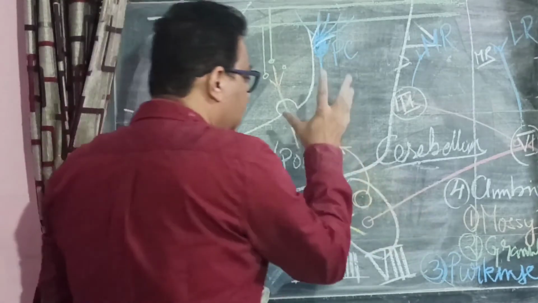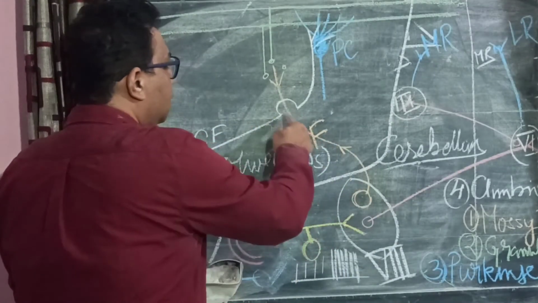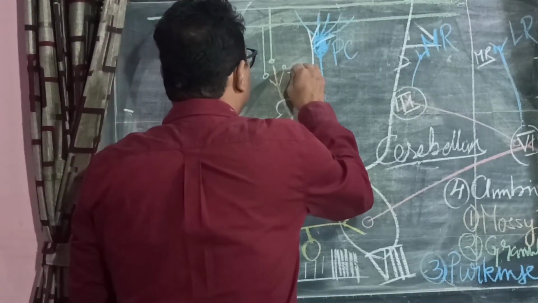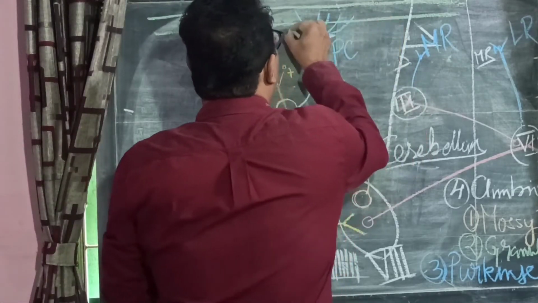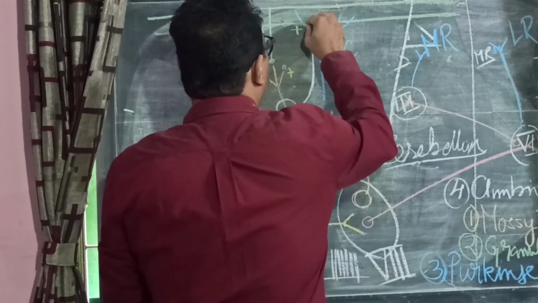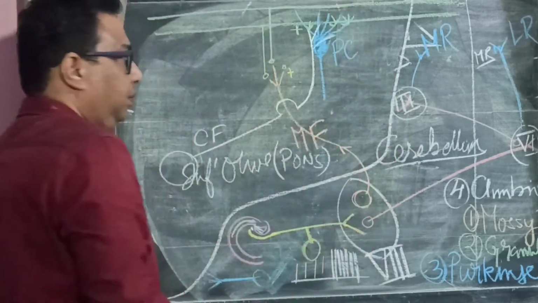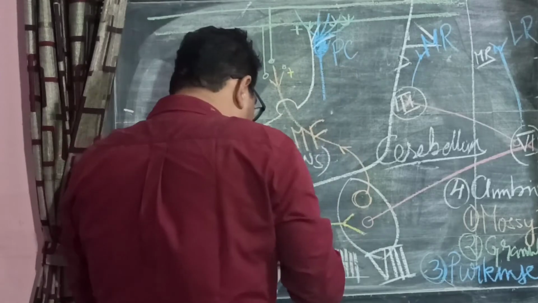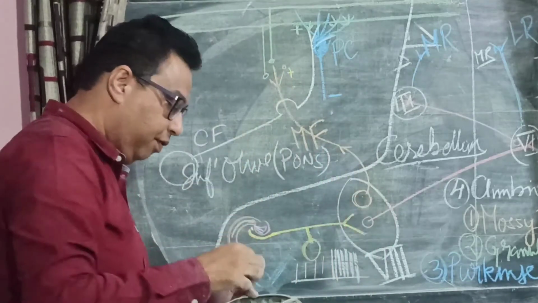Now let us look at the tract here. So mossy fibers are stimulating the granule cells. Granule cells are stimulating the Purkinje fibers. Purkinje fibers are inhibitory fibers. They are always inhibitory fibers.